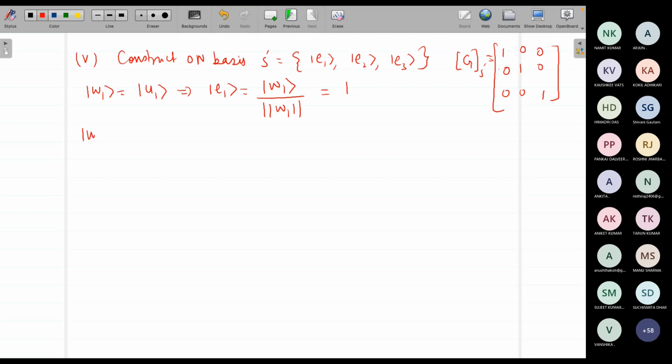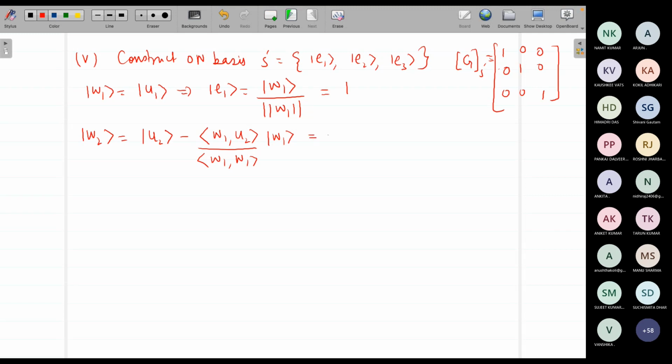What about W2? This is given as what? U2 minus W1. Let me write it down and let me ask from you whether it makes sense. And does it matter for this particular problem whether I am writing W1 comma U2 or U2 comma W1? No, sir, because it is a real space, right? So real spaces make our life simple.